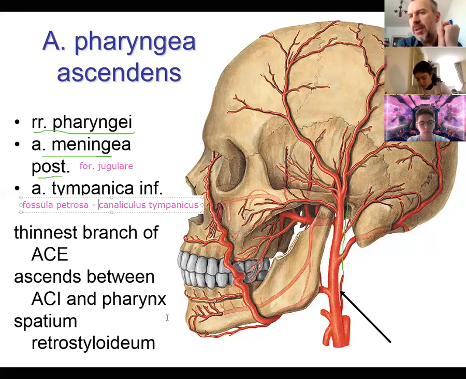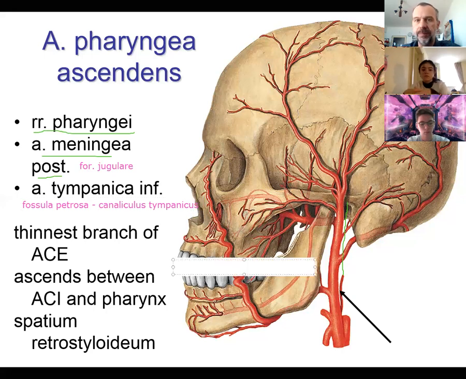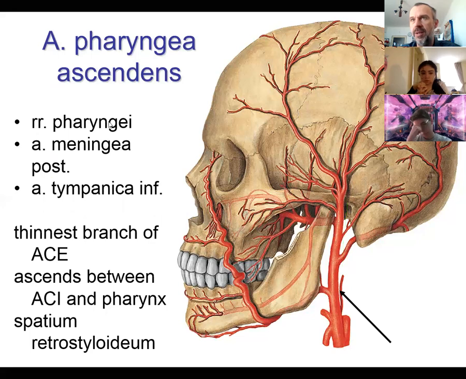We find it in the retrostyloid space. So please remember that the external carotid artery is in the prestyloid space. And in the retrostyloid space, we find the internal carotid artery together with the ascending pharyngeal, which is branched from the external carotid. So don't forget about that. So this is the ascending pharyngeal artery.